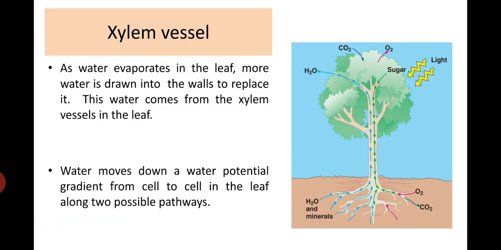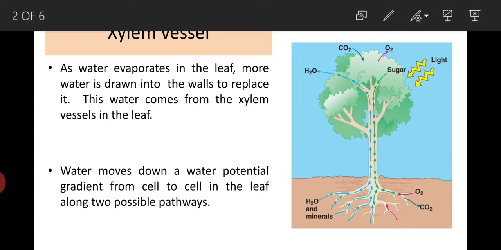As we have already mentioned, the transport of water in plants is done with the help of the xylem vessel. As the water evaporates during transpiration in the leaf, more water is drawn into the wall to replace it. So, the moment that water evaporates through an opening, a stomata in the leaf, as you can see in the picture, more water is drawn from the ground to replace the loss of water in the leaves.